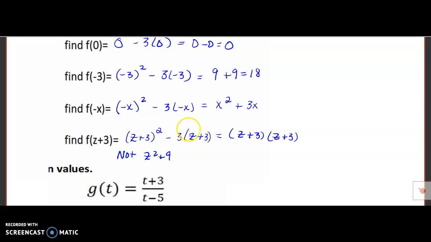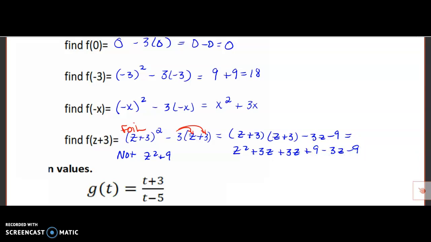Okay, for the negative 3 times z plus 3, we're just going to simply distribute that. This first part, we need to use the FOIL method. So let's clean that up. When I FOIL out the z plus 3 times the z plus 3, I get z squared plus 3z plus 3z plus 9. Then I have the minus 3z and the minus 9 behind that.